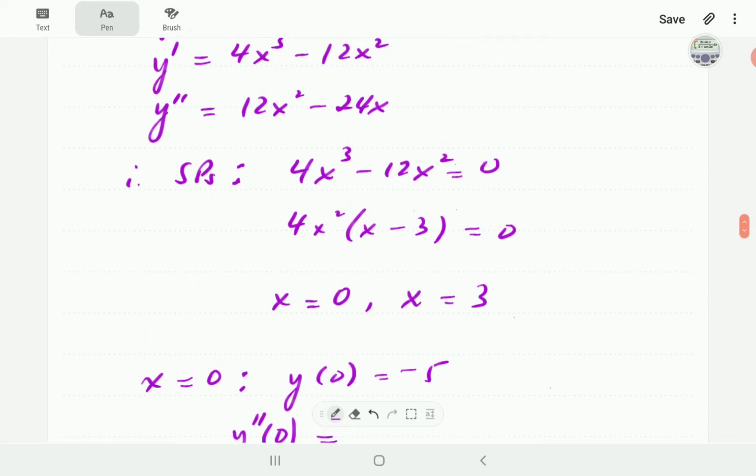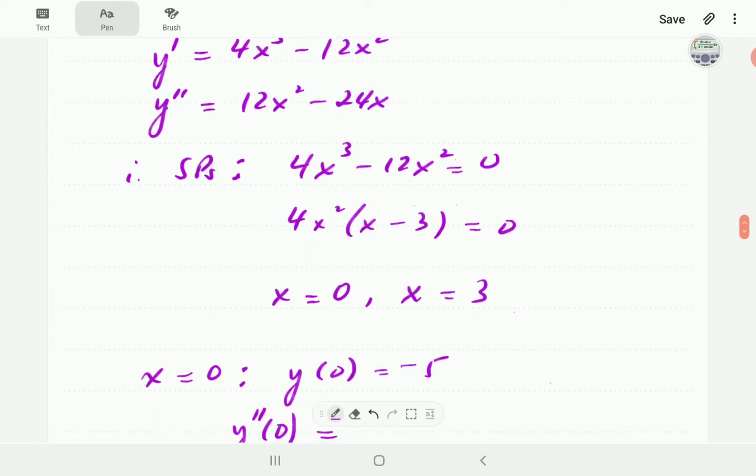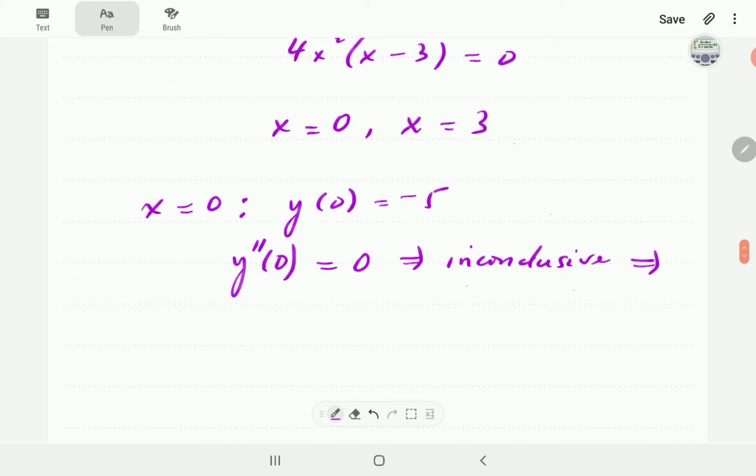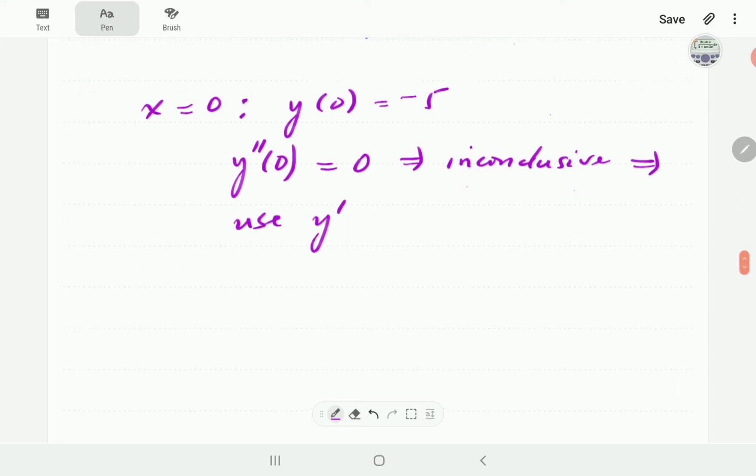Then for the nature, we need to use the second order derivative to see whether it's concave up or concave down. However, in this case, if we plug in x equals to 0 here, we're going to get 0 minus 0. So this implies that the second derivative test is inconclusive. And so when the second order derivative test is inconclusive, we revert back to the first order derivative. So we're going to have to use y prime to determine what the nature of this stationary point is.